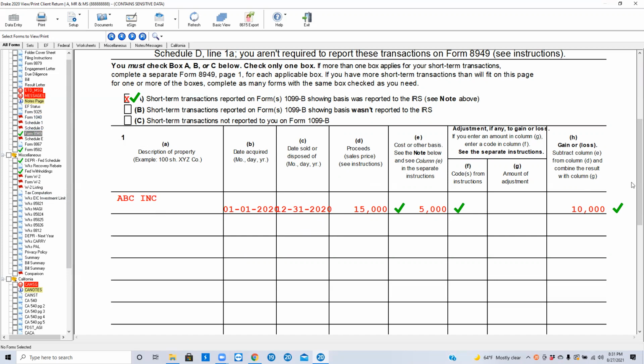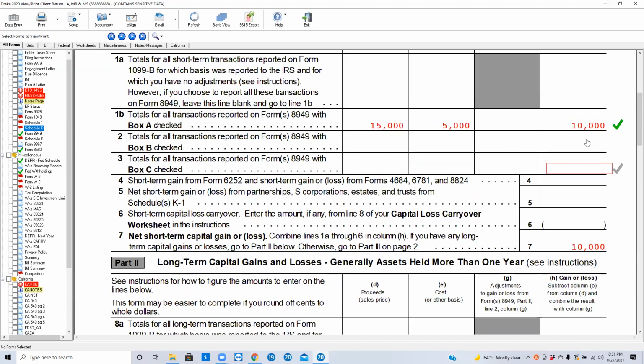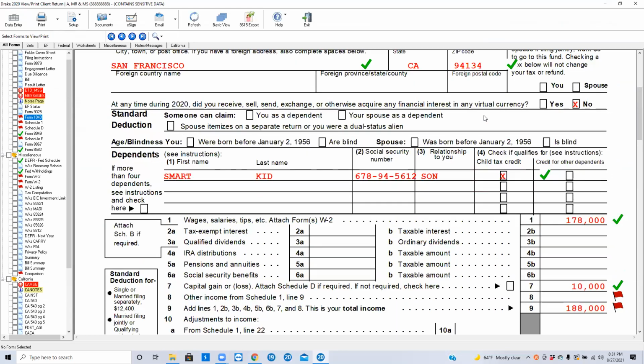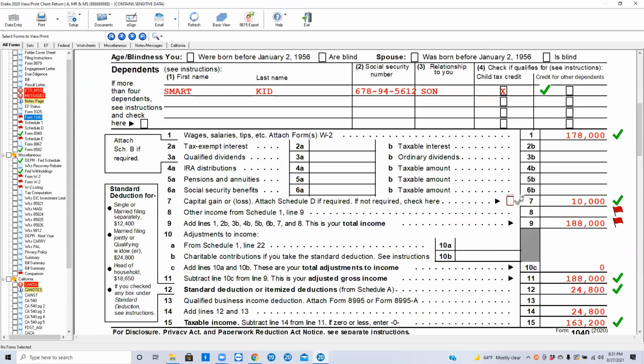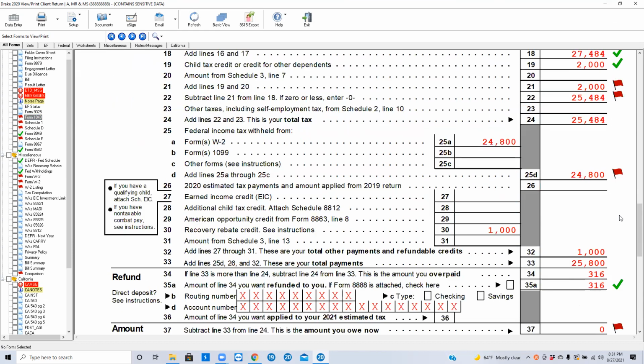So now this 10,000 is already reported in Schedule D. Also reported on 1040 line 7. Right here. Can you see it? So in this situation, the total income includes not only the W2 income, but also the stock gain. And this is already included here.